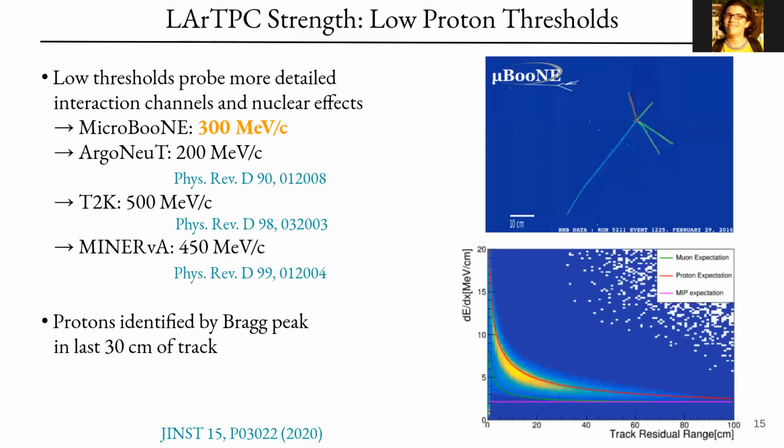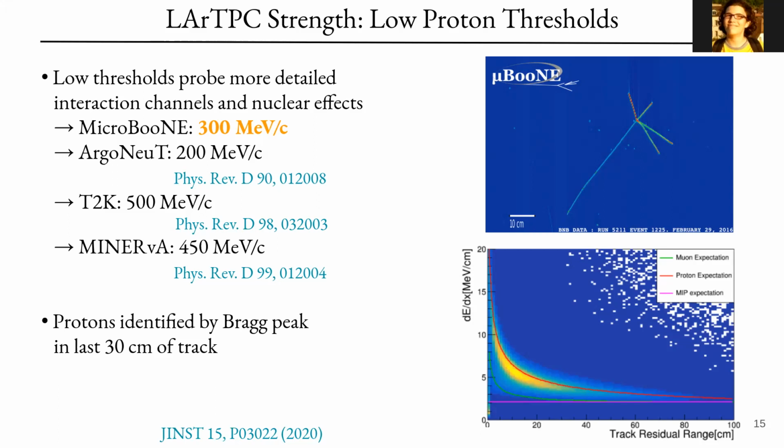The great news in this case is that this is entirely possible in the context of a liquid argon TPC detector, where we can detect protons in the final state, and on top of that, we can push the proton detection thresholds to even lower limits. And if we actually do that, we can probe more detailed interaction channels and nuclear effects. For comparison, the exclusive results in MicroBooNE that I'm going to be talking about in a moment use a proton detection threshold of 300 MeV/c, comparable to the one used by ArgoNeuT and lower than the proton threshold used by T2K and MINERvA.